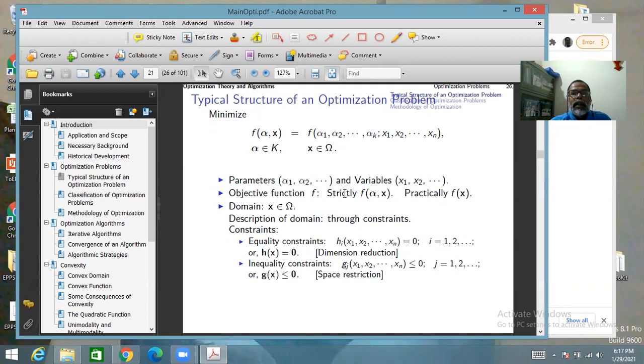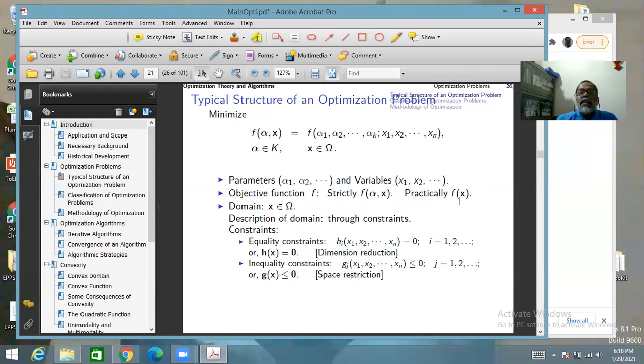So strictly, f is a function of alpha and x, but practically, because alphas will be treated as constants, it is a function of x. And x can be many things, giving individual solutions. And the set of all those things that x can be is called the domain. That is from where you will pick up a solution, another solution, yet another solution, trying to get the best solution.